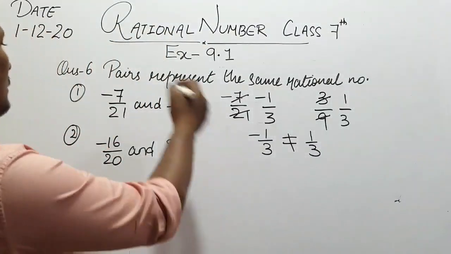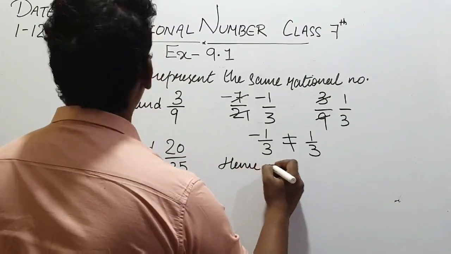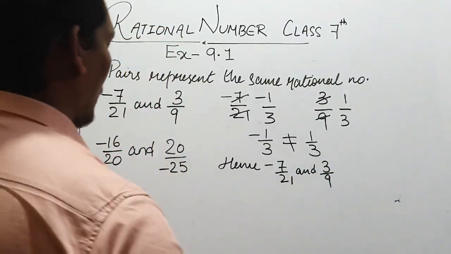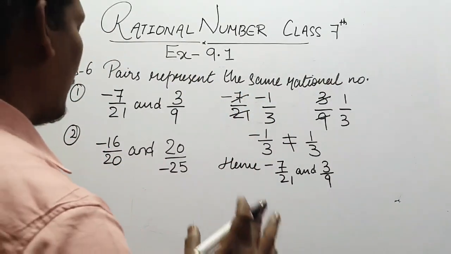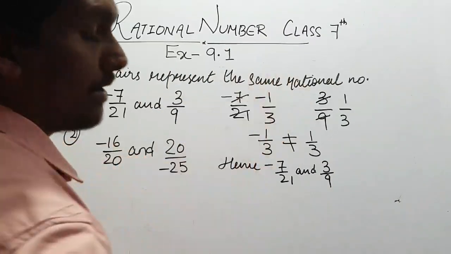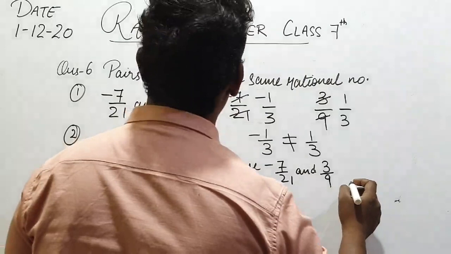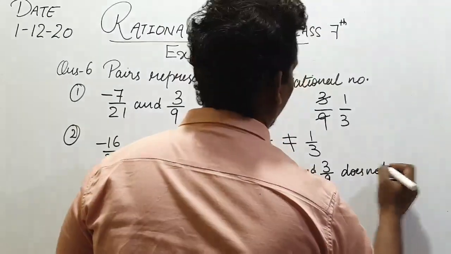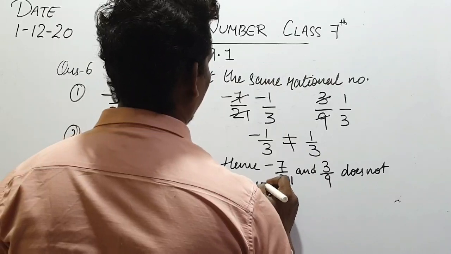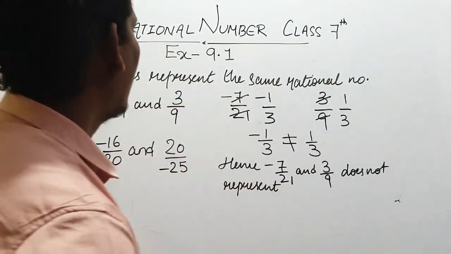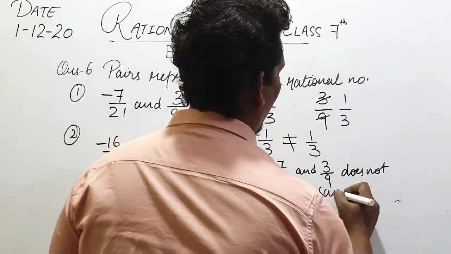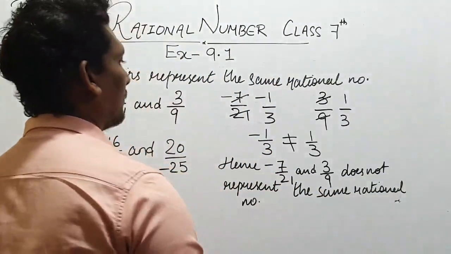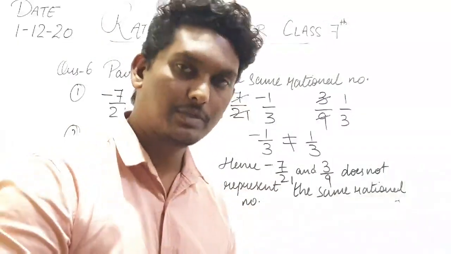So hence -7 by 21 and 3 by 9 do not represent the same rational number, right? Okay, hope it's clear to you. Just go through it.